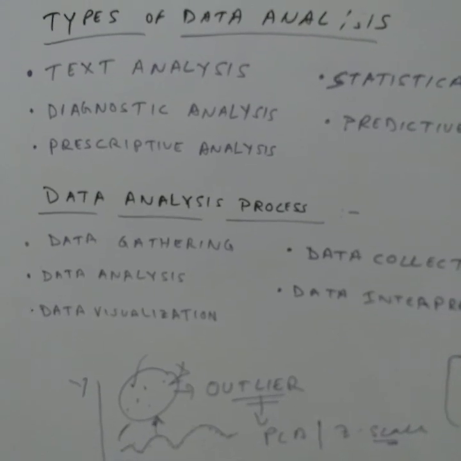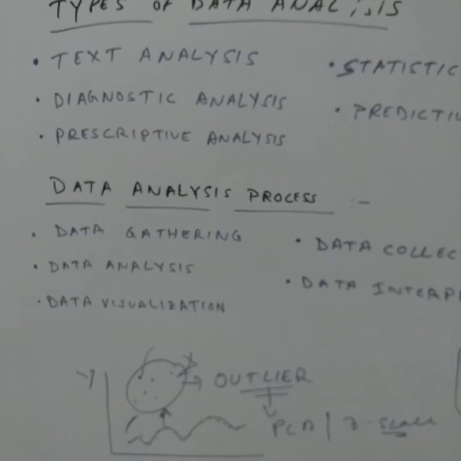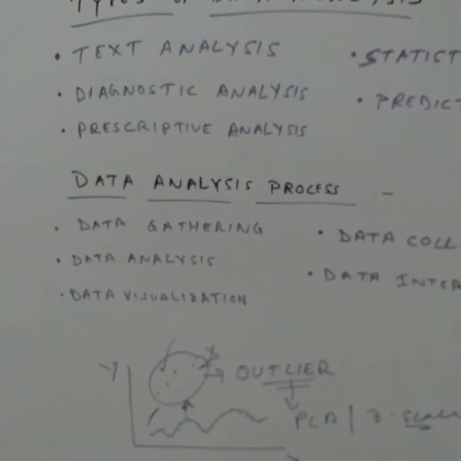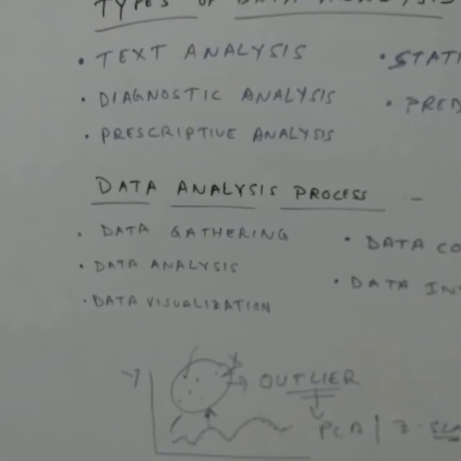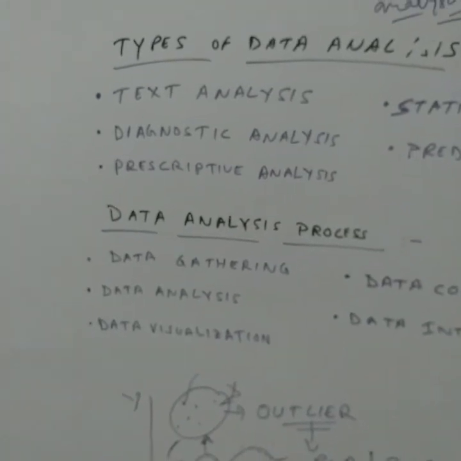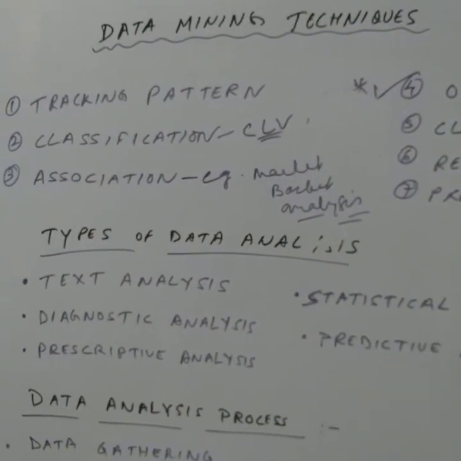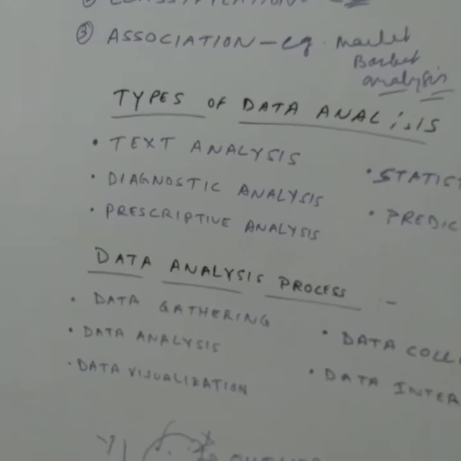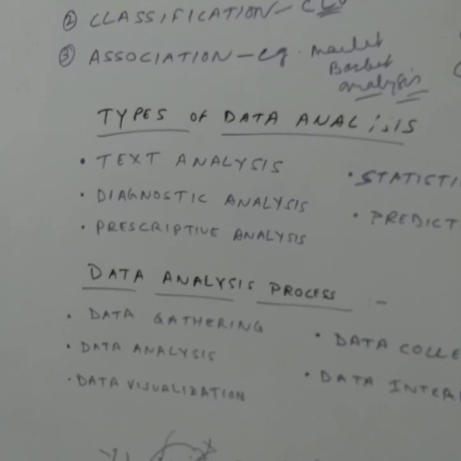So what is text analysis? Text analysis is also referred to as data mining. It's just a method to discover patterns in a large data set using databases or data mining tools. It helps to transform raw data into business information. Text analysis is also a part of data mining. So we use tracking patterns, classification techniques, and association to do the text analysis over a large chunk of data.